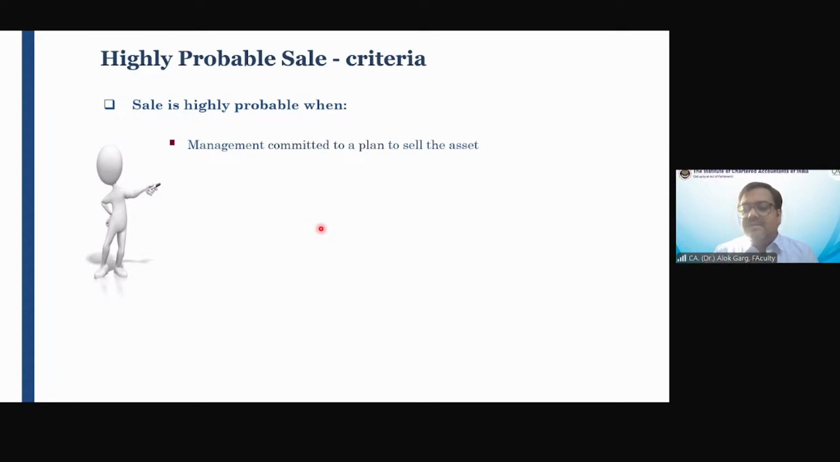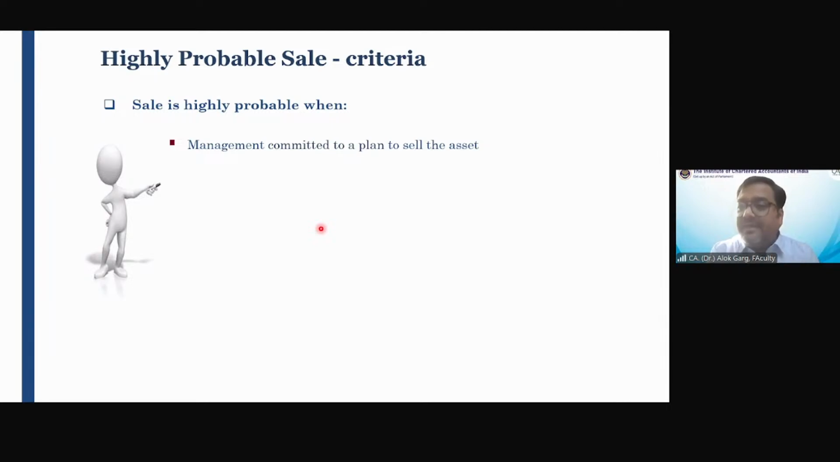But the point is, whether sale is highly probable. Then the finance manager asked, Rahul, what is meant by sale is highly probable? So Rahul said, okay, I'll ask some questions. You need to answer my questions. The first question Rahul asked, whether your management is committed to a plan to sell the asset.